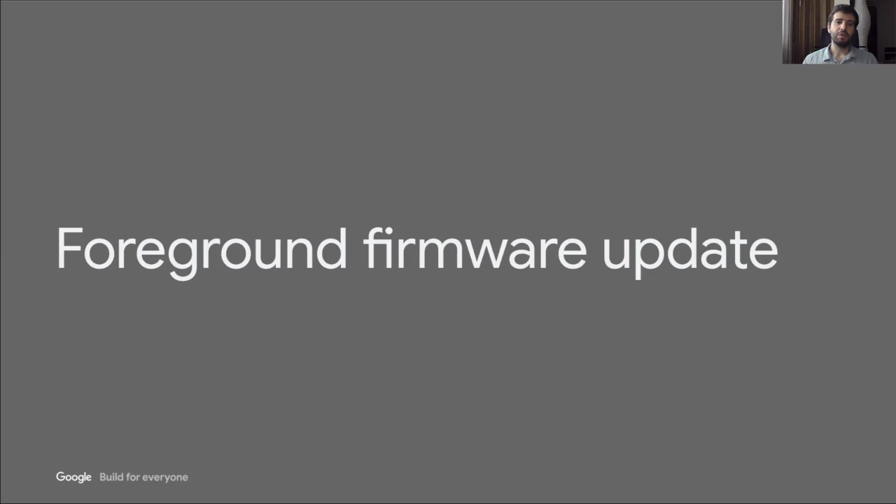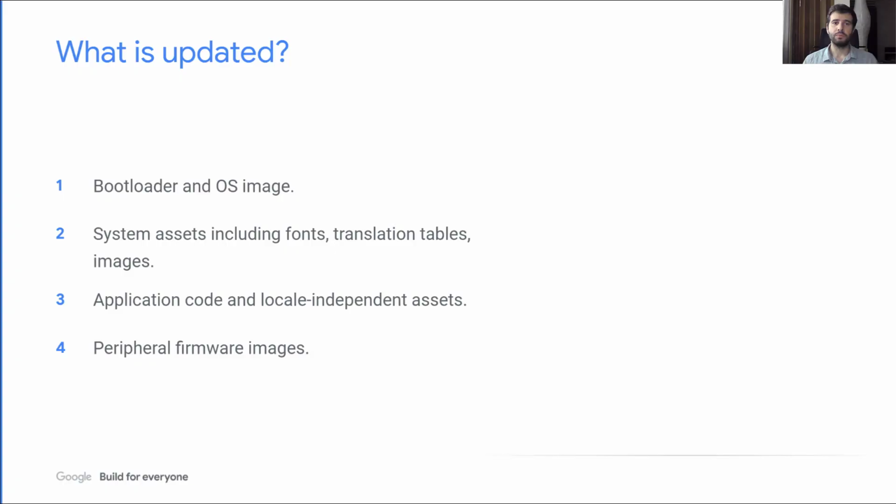So we will start the presentation with the foreground firmware update. First of all, what are we updating on our trackers? First, the bootloader and the operating system image. Second, the system assets, which include fonts, translation tables, and images that are used by the user interface. The system assets are split into locale independent assets, which are common to all languages, and locale dependent assets, which are used to support a specific language.